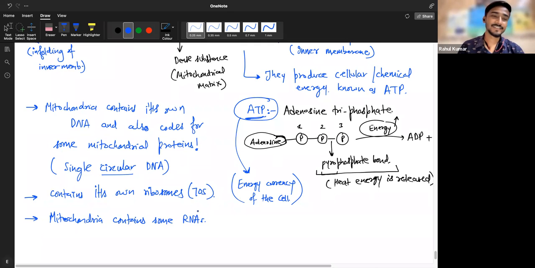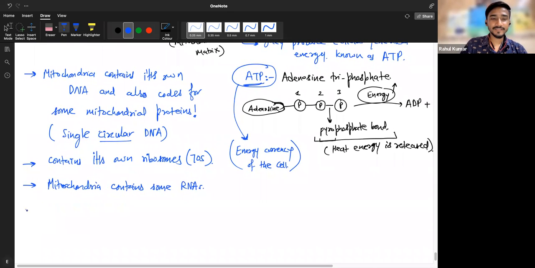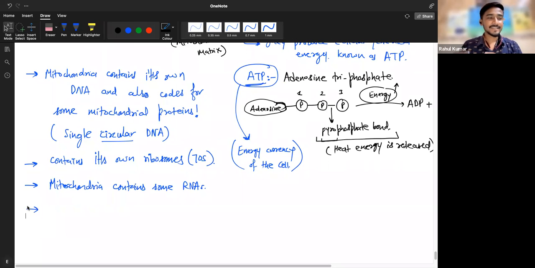Now that's not all. The interesting part is yet to come. Mitochondria is self-replicative. It can divide, one mitochondria can just divide and form two mitochondria through binary fission. Now read all these four points again and tell me, do you suspect mitochondria is not behaving like an organelle and it actually is behaving like a bacteria?